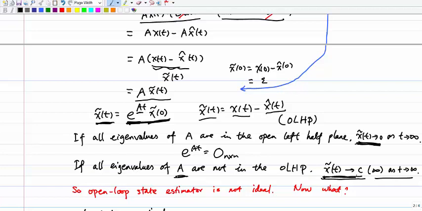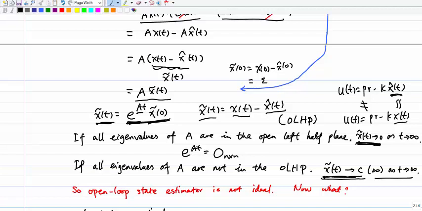This is not okay, because if I use u t equals r minus K x hat t, this is very different from r minus K x t, because the difference is infinitely large. So there's no meaning in using the state estimator. The goal is for this to be approximately equal to this, or very close. At least this error should go to zero as t goes to infinity, so eventually they'll be the same. So the open loop state estimator is not ideal, because we have no control over A in certain cases.